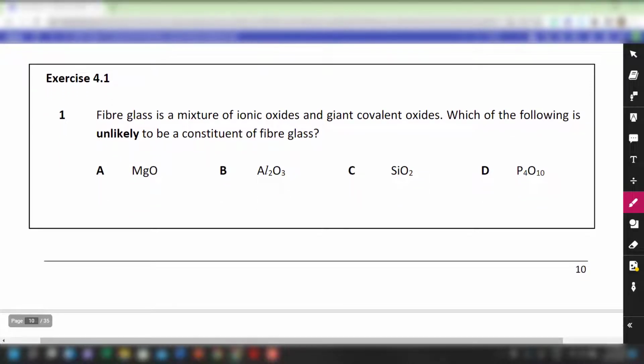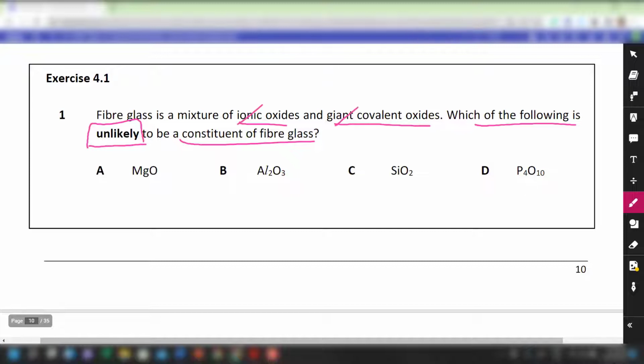We were given that fiberglass is a mixture of ionic oxides and giant covalent oxides. So you have both ionic and giant covalent. Which of the following is unlikely to be a constituent of fiberglass? So the question is about the unlikely constituent. We are looking out for ionic and giant covalent.